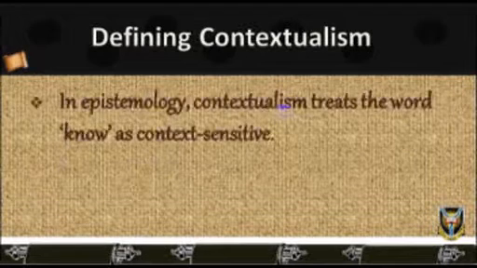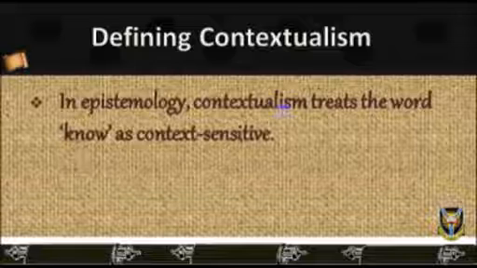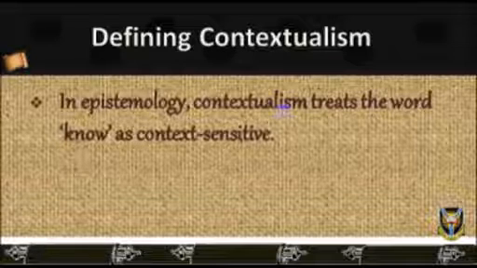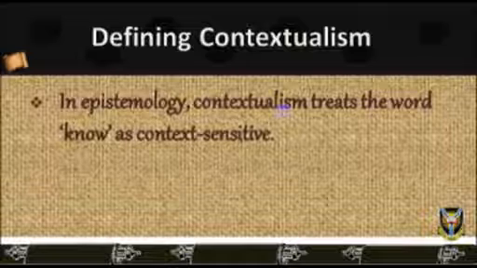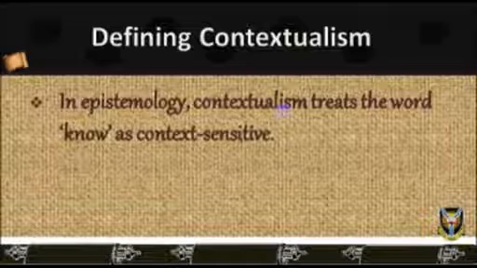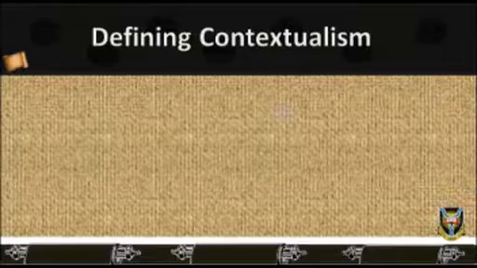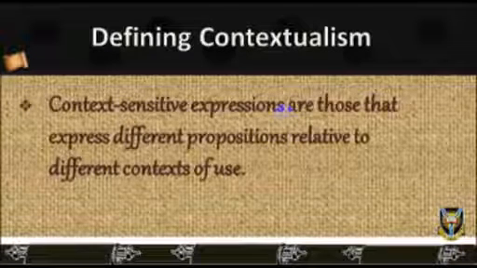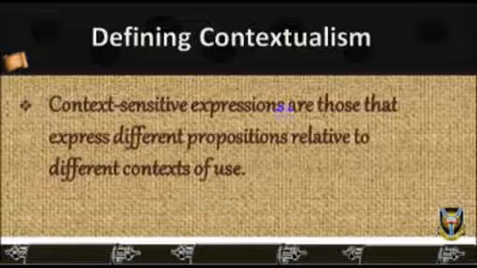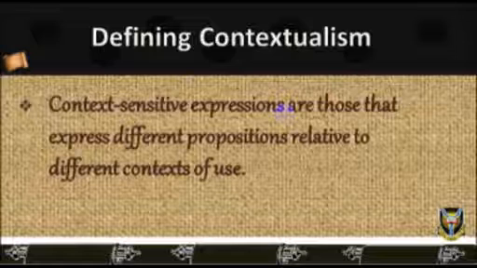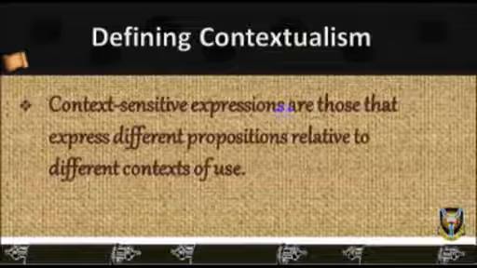In epistemology, contextualism treats the word know as context-sensitive. Context-sensitive expressions are those that express different propositions relative to different contexts of use. For example, some terms that are relatively uncontroversial, considered context-sensitive, are indexicals, such as I, here, and now. While the word I has a constant linguistic meaning, in other contexts of use, whom it refers to varies with context.